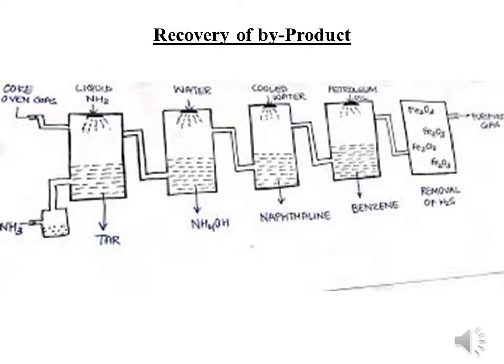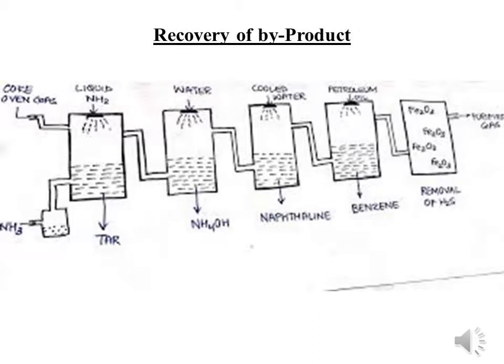Flue gas coming out from Otto Hoffmann byproduct oven is passed through the various towers. In this case, in the first tower, flue gas is passed. In this, liquor ammonia is sprayed on the top of the tower and a steam coil is present on the bottom of the tower. In this tower, tar and dust present in the flue gas get dissolved and collected in a tank below, and the ammonia sprayed will be recovered from the steam coil.